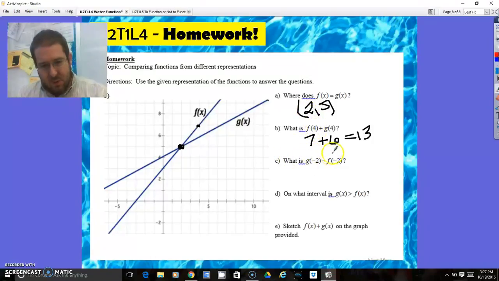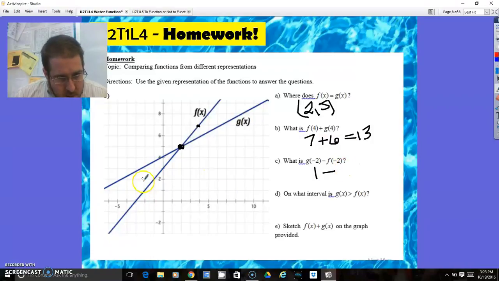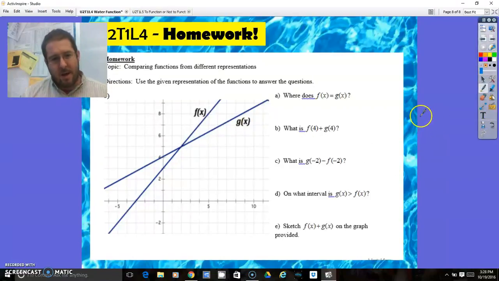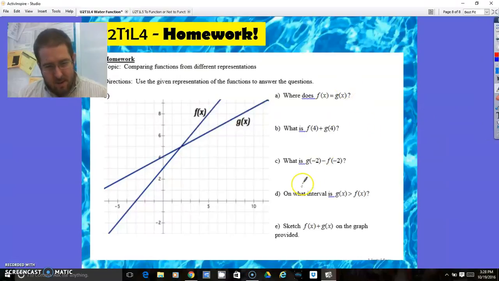What is g of negative 2 minus f of negative 2? G of negative 2 is 1, because I went right here. It looks like 1. And minus f of negative 2. F of negative 2 looks like it's about 3. I think it's slightly more than 3, but I'm just going to say it's 3. Yeah, close enough. 1 minus 3 is negative 2. Done. There's your answer. I'm going to erase all this because I do want you to watch the video and not just scroll to the end and see all the answers.